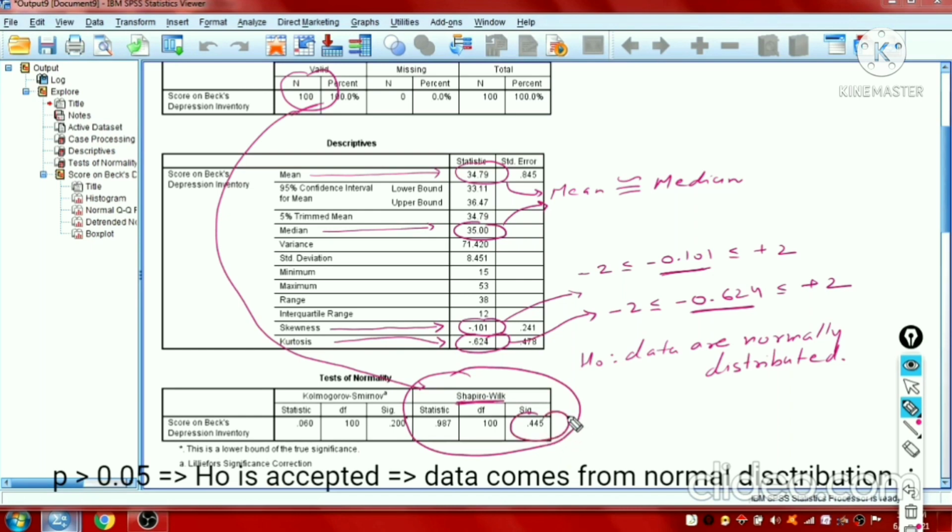So the p-value is 0.445, which is greater than 0.05, which implies H0 is accepted, which implies the data comes from a normal distribution.